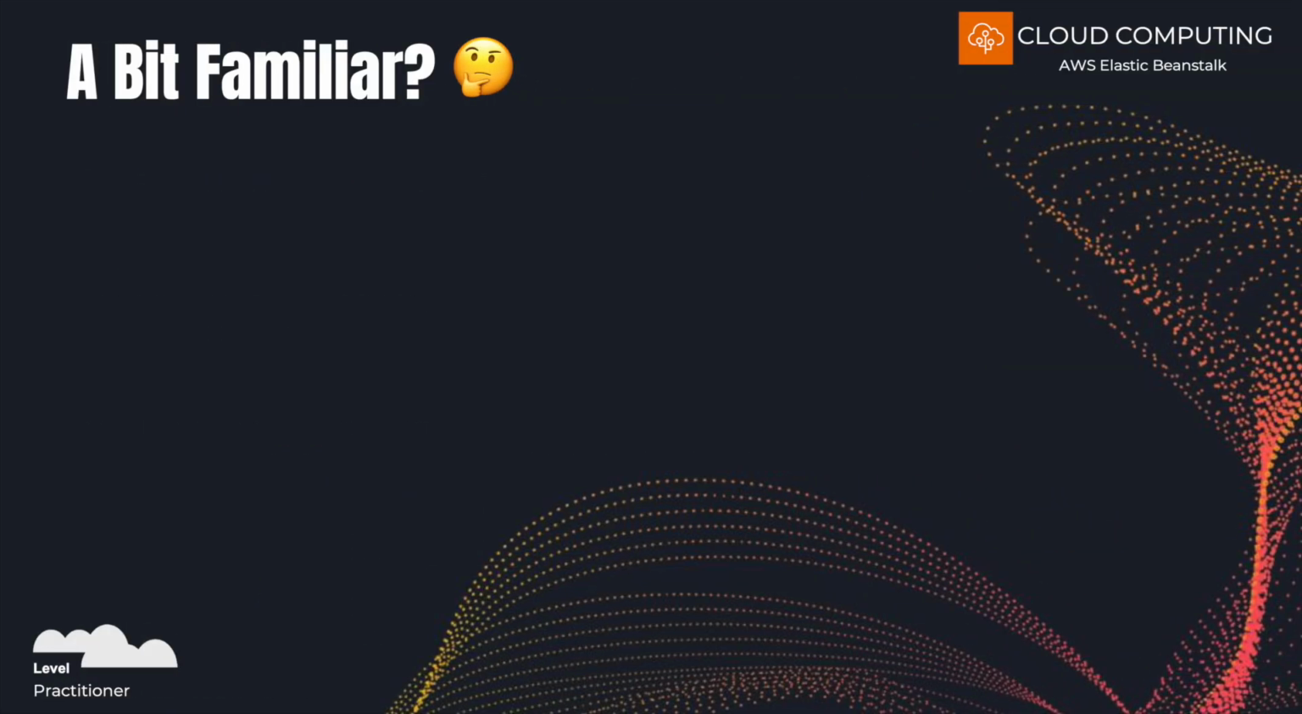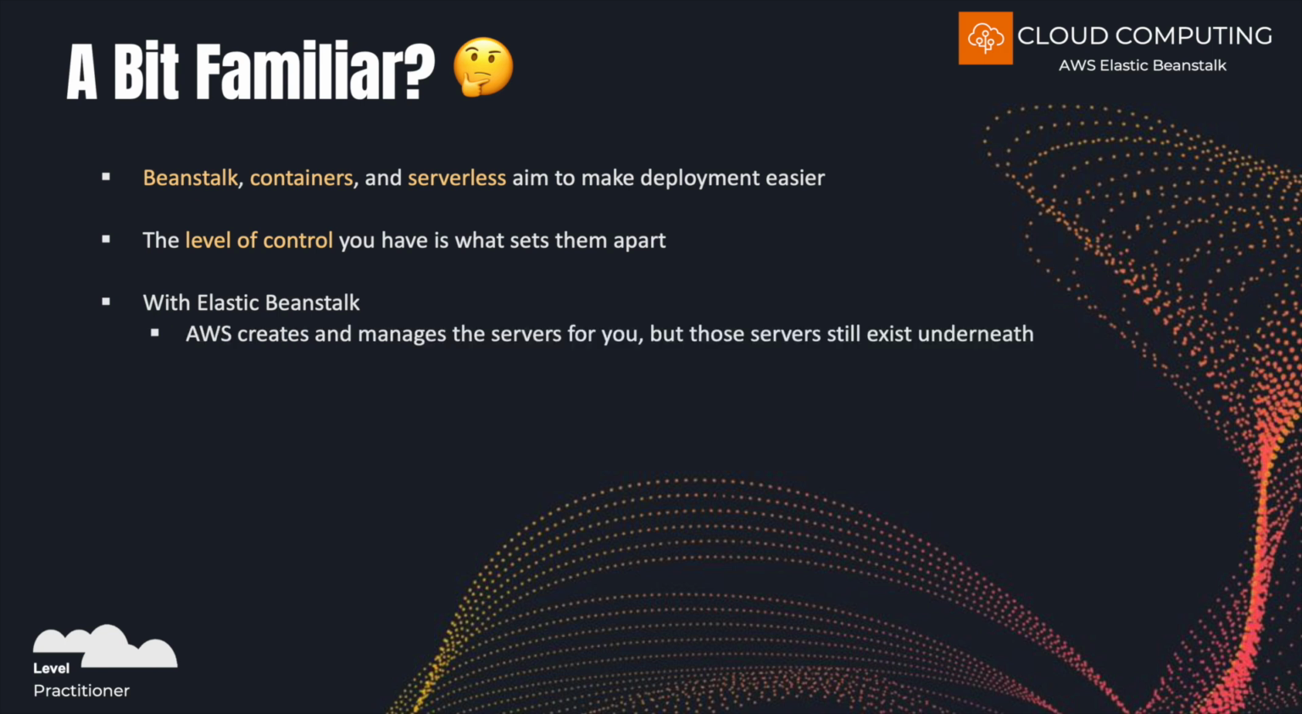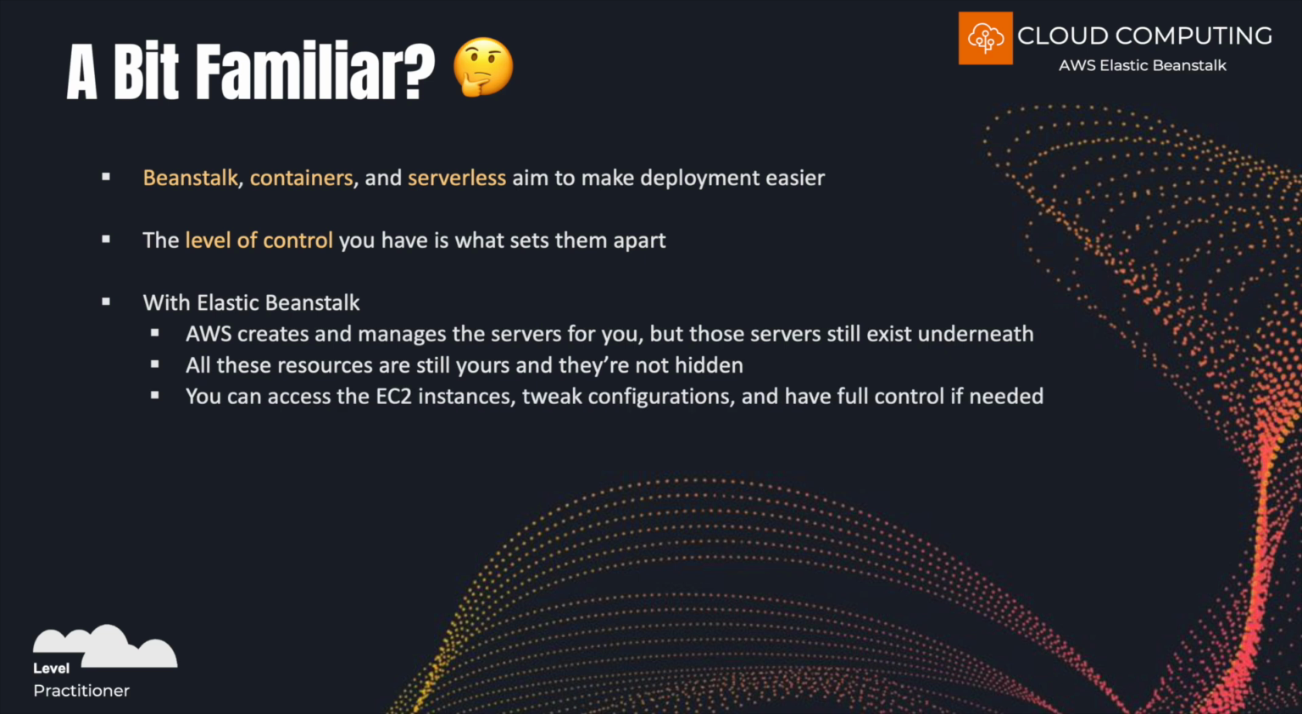Now, before we move forward, you might be thinking, wait, doesn't this sound a bit like serverless or containerization? And that's a great observation. All three, Beanstalk, containers, and serverless, aim to make deployment easier, but the level of control you have is what sets them apart. With Elastic Beanstalk, AWS still creates and manages these servers for you, but those servers do exist underneath. You can still peek under the hood, access the EC2 instances, tweak configurations, and have full control if you need it. This is a great thing because all these resources are still yours.